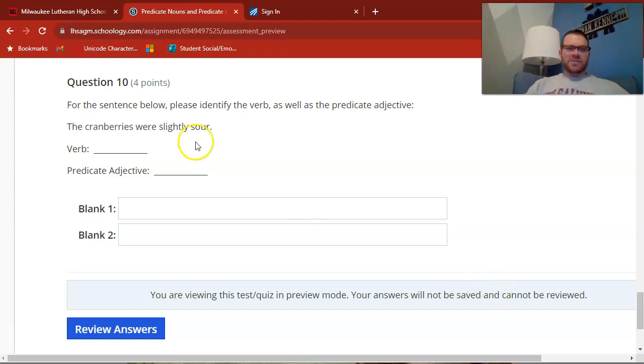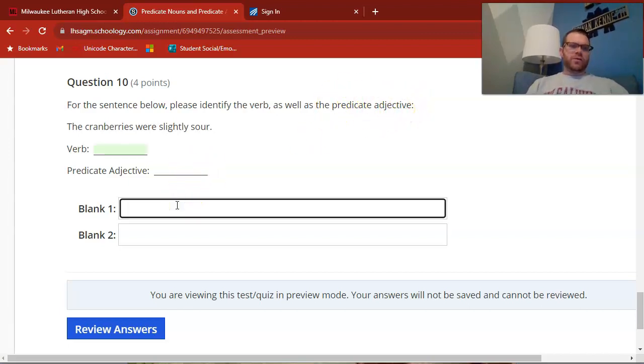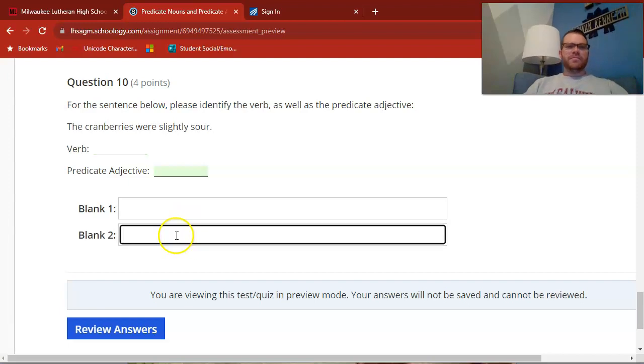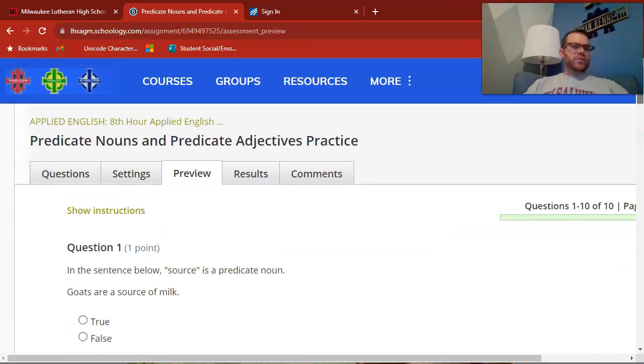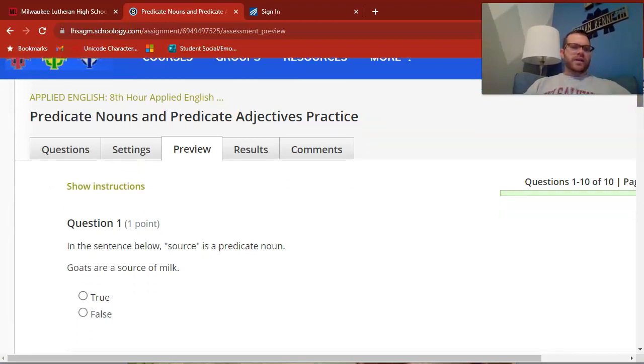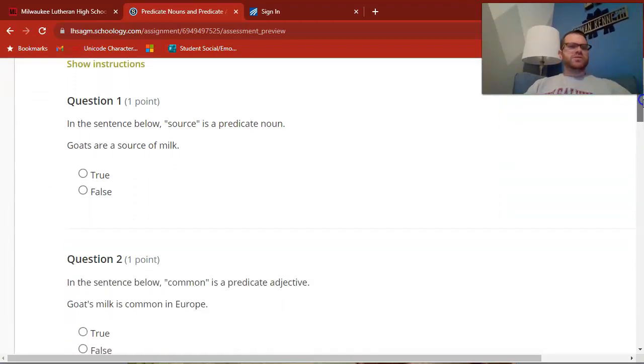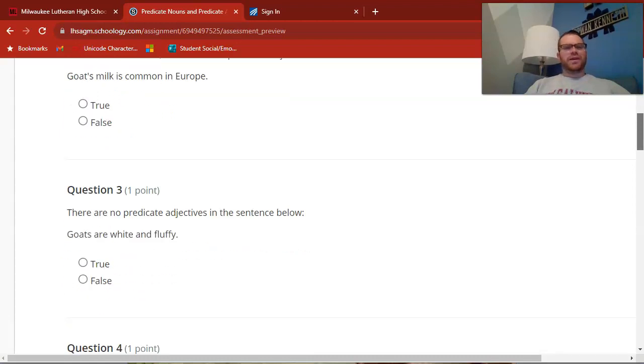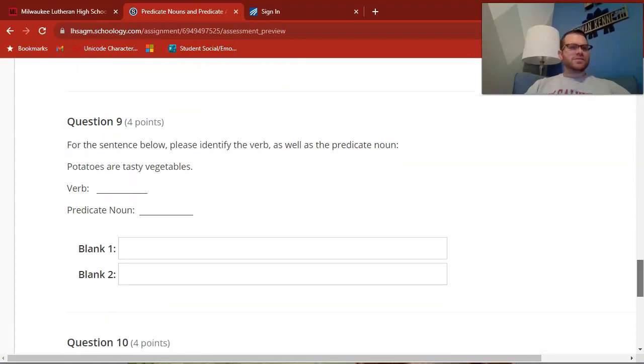Question 10, extremely similar. For the sentence below, please identify the verb still, as well as the predicate adjective this time. So make sure you're following directions carefully. Again, whatever word you think is the verb, type into the verb blank. Whichever word you think is the predicate adjective goes in the predicate adjective blank. Once again, you do get 2 attempts on this little practice. I didn't really want to call it a quiz because technically it's open note, but I do want to give you a chance to reinforce our learning from yesterday on predicate nouns and predicate adjectives.